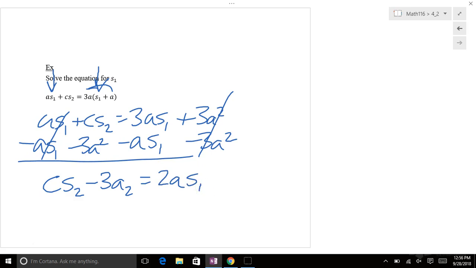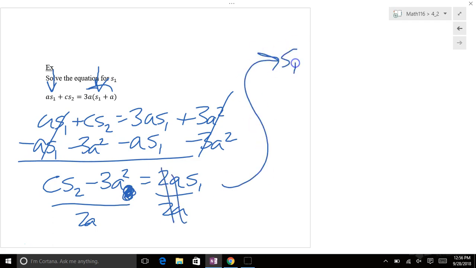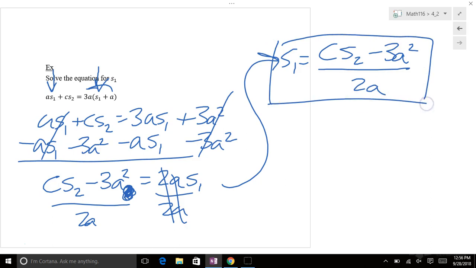Okay, we're solving for S1. At this point, we can just get rid of the 2A, so divide both sides by 2A. And by the way, that was 3A squared, not 3A subscript. So we've got S1 equals CS subscript 2 minus 3A squared, all over 2A. That solves for S subscript 1.